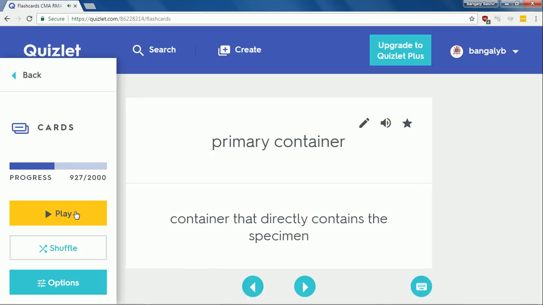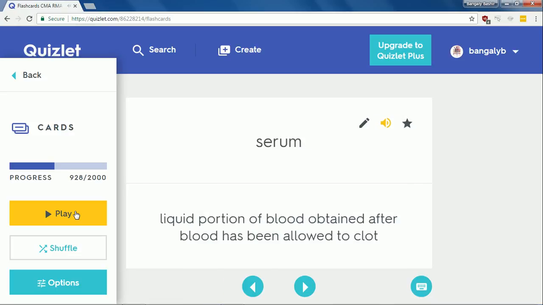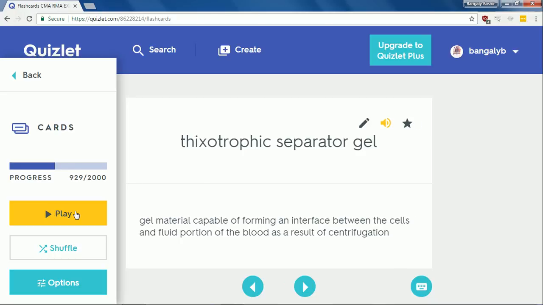Primary container. Container that directly contains the specimen. Serum. Liquid portion of blood obtained after blood has been allowed to clot. Thixotropic separator gel. Gel material capable of forming an interface between the cells and fluid portion of the blood as a result of centrifugation.